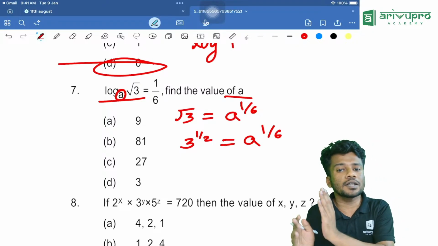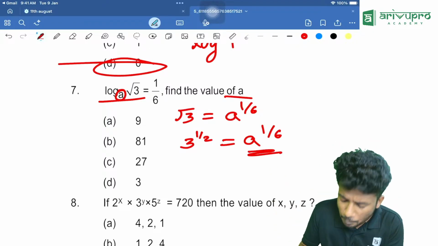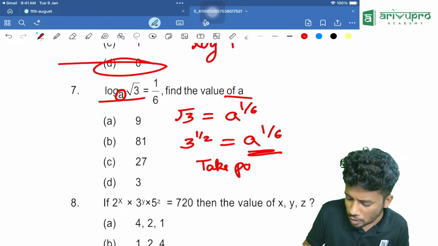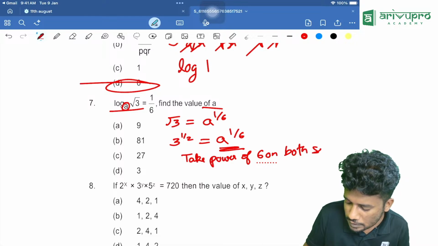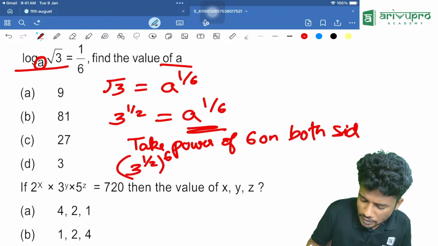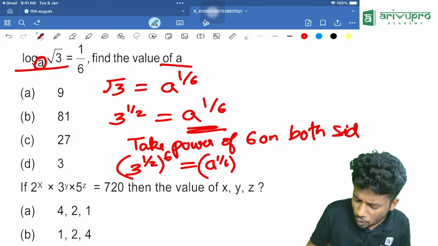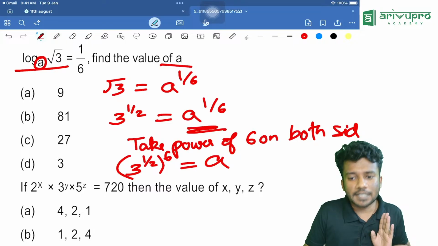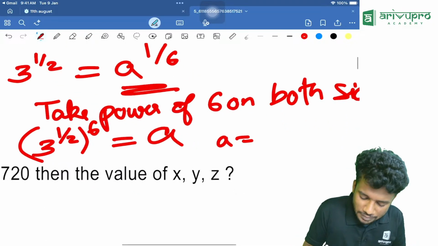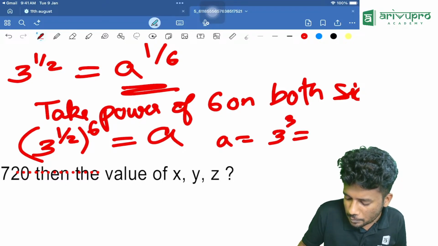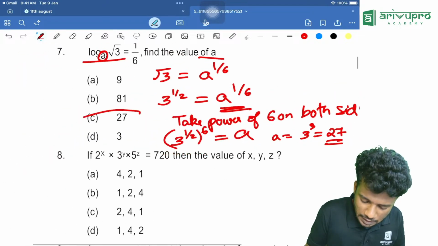Now, we need to remove what? 1 by 6 from the power of A. How can we do that? We will take power of 6 on both sides. Then what is going to happen? 3 raised to 1 by 2, the whole raised to 6, is equal to A raised to 1 by 6, the whole raised to 6, that is nothing but A. Now you tell me, people, what is the answer? So A is equal to 3 raised to 1 by 2, the whole raised to 6, how much is that? 3 raised to 3, that is nothing but 27. Option C is your answer.